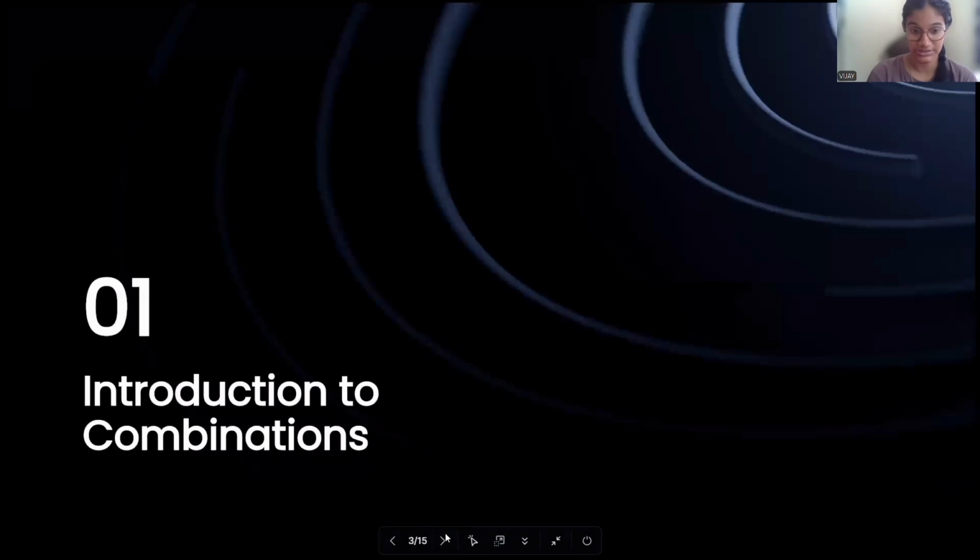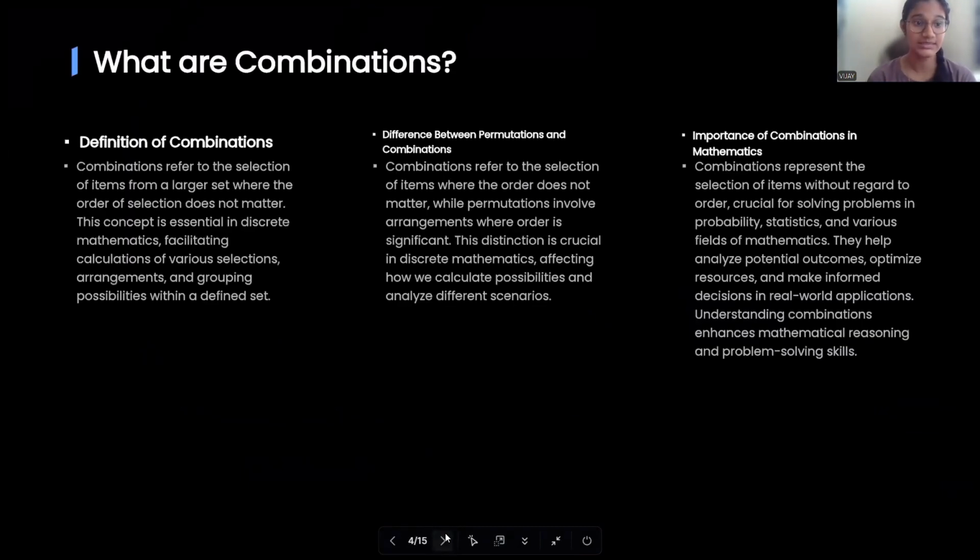Introduction to combinations. What are combinations? Combinations refer to the selection of items from a larger set where the order of selection doesn't matter. This concept is essential in discrete mathematics, facilitating calculations of various selections, arrangements, and grouping possibilities within a defined set.